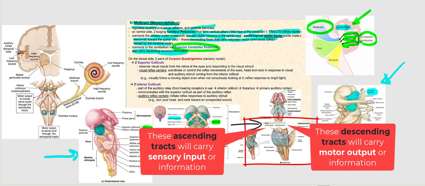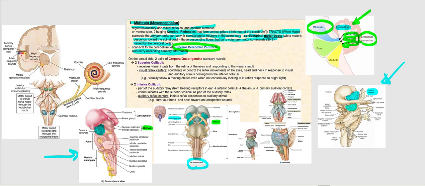Now, if we look at the dorsal side or the posterior side of the midbrain, we have four structures that, when we combine them, we form the corpora quadrigemina. And these will contain sensory nuclei. So once again, this is now going to be gray matter. Okay, so we have two superior colliculi and two inferior colliculi for a grand total of four. This is why it's referred to as the corpora quadrigemina.